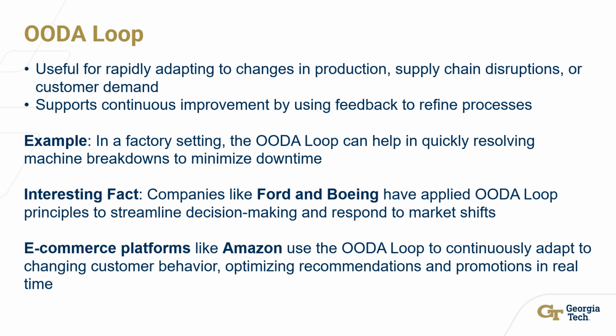The OODA loop is useful for rapidly adapting to changes in production, supply chain disruptions, or customer demand. It supports continuous improvement by using feedback to refine a process. In a factory setting, the OODA loop can help quickly resolve machine breakdowns and minimize downtime, which costs the company precious dollars.